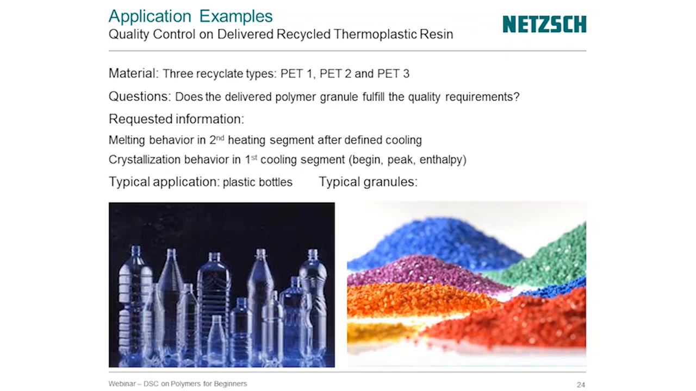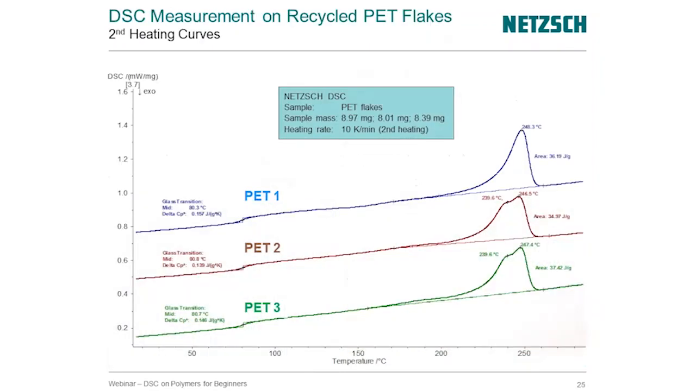So what we're going to do in this case, as we talked about earlier, is look at the melting behavior in the second heating segment after we run a defined cooling program. But we're also going to look at the crystallization behavior in the first cooling segment. Those are two areas where, in the context of PET, we might see a very good way to characterize the materials. So here's the DSC profile.